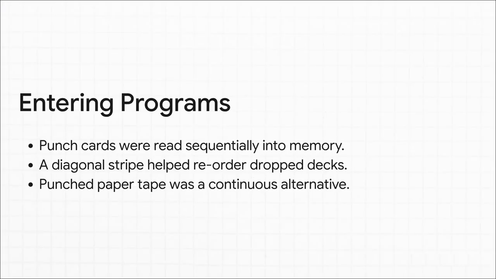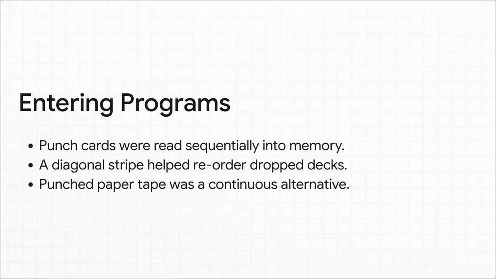But this created that classic terrifying problem. What happens if you trip and drop your program? A deck of maybe 1,000 cards all over the floor. The solution was just pure low-tech genius. Programmers would take a marker and draw a big diagonal stripe across the top edge of the entire deck. If they dropped it, the broken stripe immediately showed them exactly which cards were out of order.